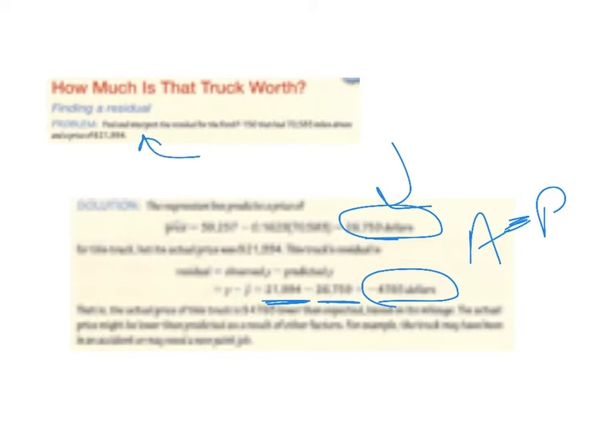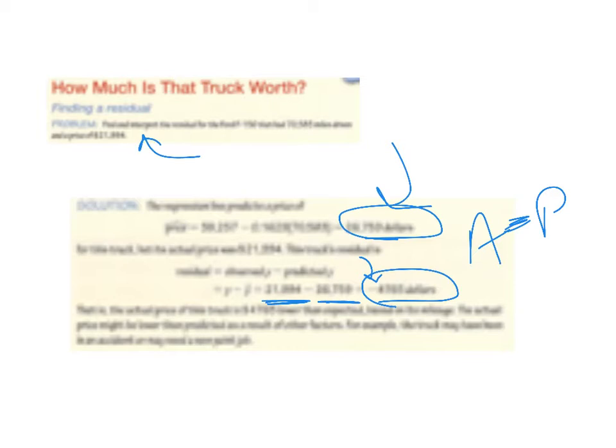So what this means is we need to address that positive and negative sign, right? So the actual price of this truck is $4,765 lower than expected based on its mileage. The actual price might be lower than predicted as a result of other factors. For example, the truck may have been in an accident or may need a new paint job.